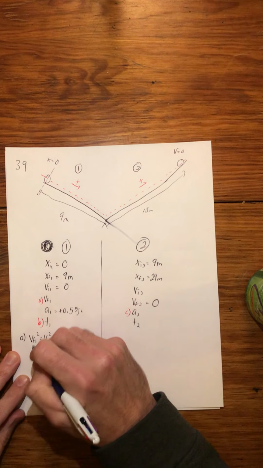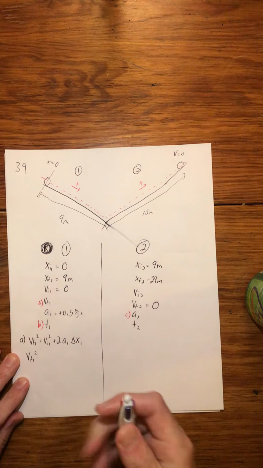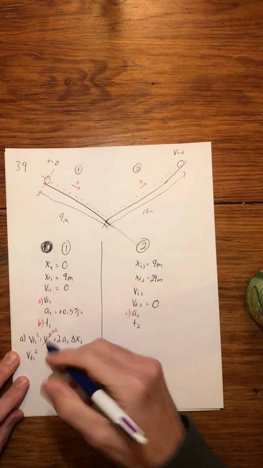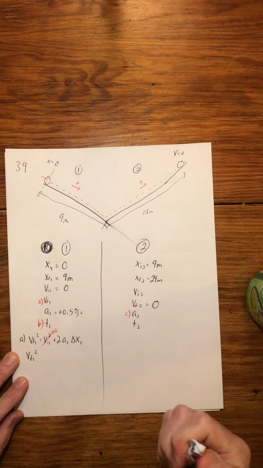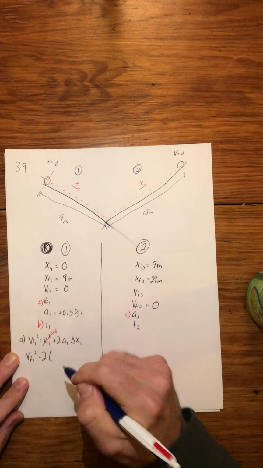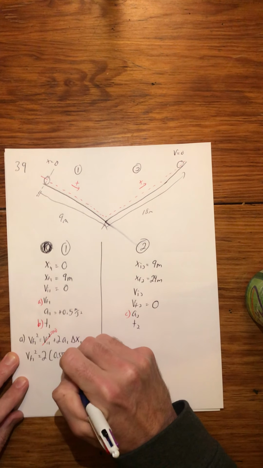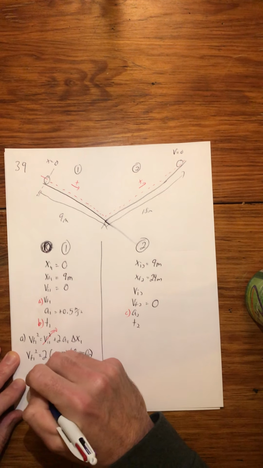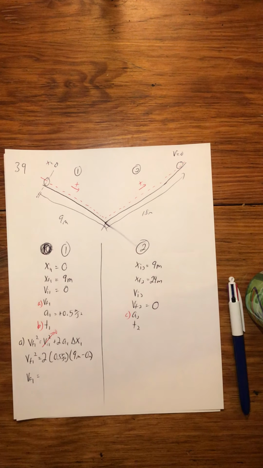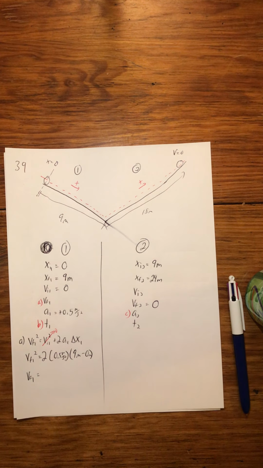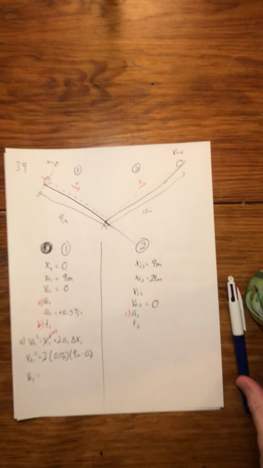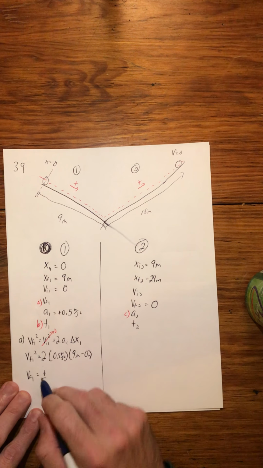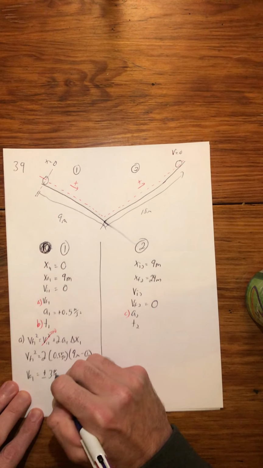So filling that in, that's what I'm looking for, VF1 squared. I know that VI1 is going to go to 0, and then this is 2 times A, which is 0.5 meters per second squared, and then this is 9 meters minus 0 meters, right? And so then VF1 is equal to, pop that into your calculator, half of 18, so it's just the square root of 9, so plus or minus, and we're taking the square root, gotta have a plus or minus, 3 meters per second.